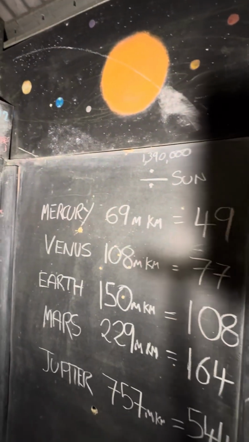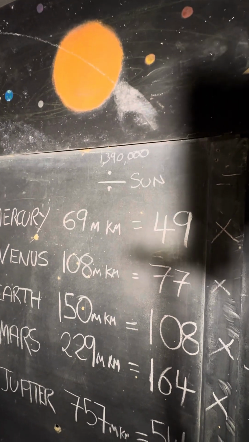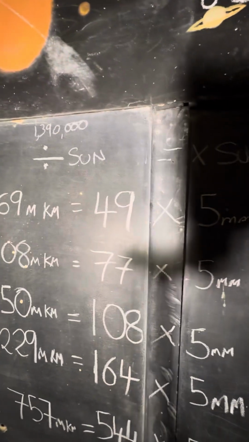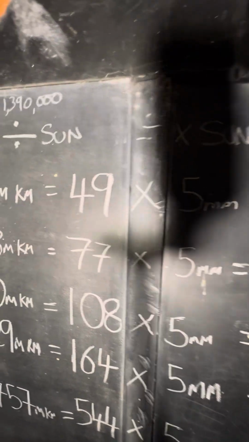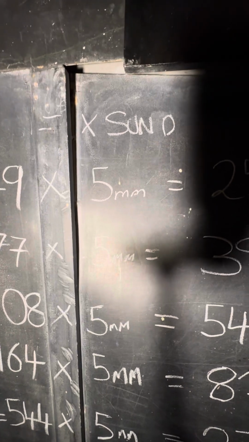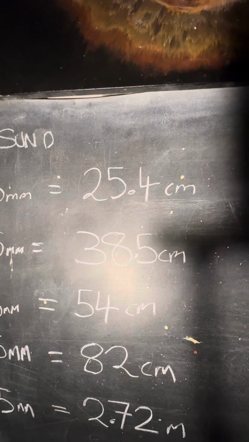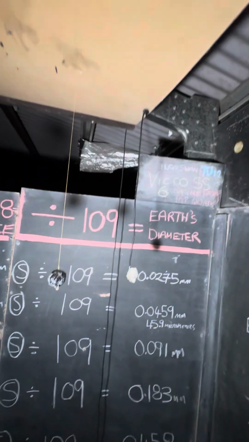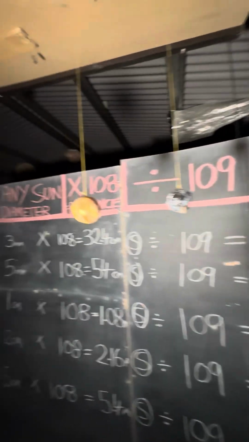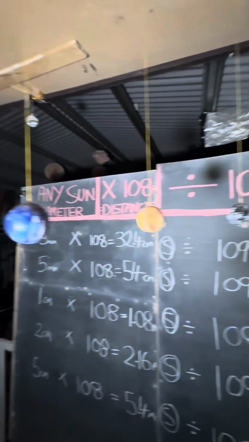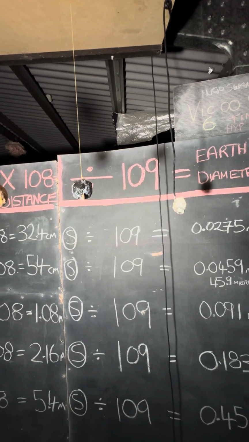Now, Mercury at 69 million kilometers away, if we divide the 69 million kilometers by the sun's diameter, we get 49 sun diameters. We then multiply that by the 5mm bulb, and we get 25.4 centimeters. So that is the distance. Now, don't forget, all of these planets are tiny, right? We're talking in the micrometers.